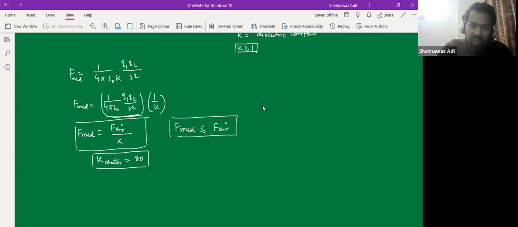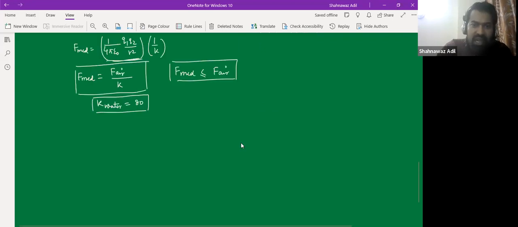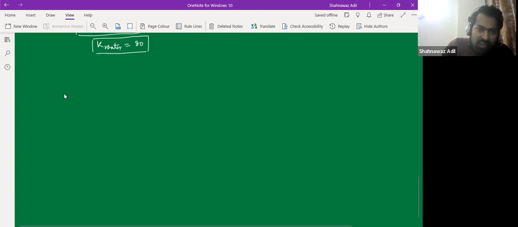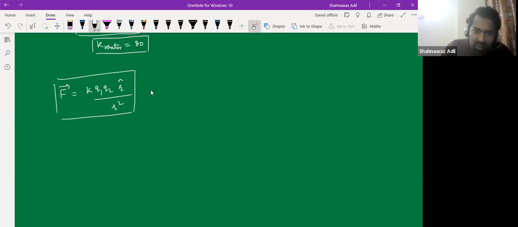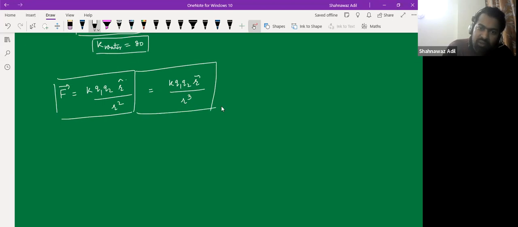Okay, so the next thing that we studied, what was that thing? The direction, right? So we can write the force in vector form as k q1 q2 r hat divided by r squared. Or we can also write this as k q1 q2 r vector divided by r cube. So these are the vector forms.